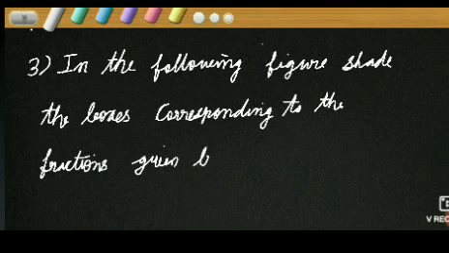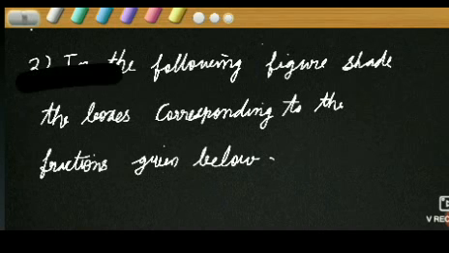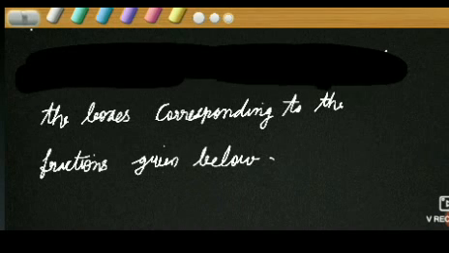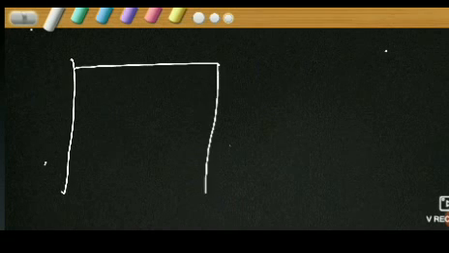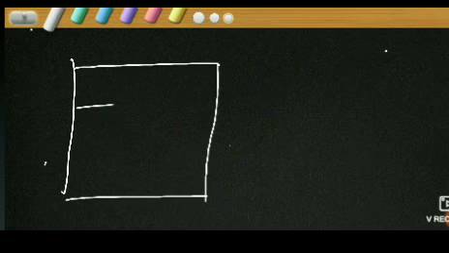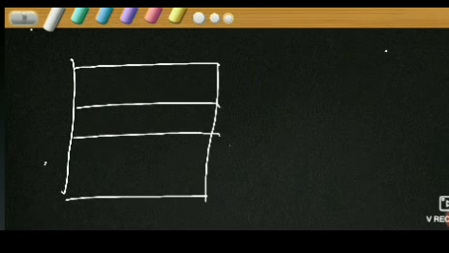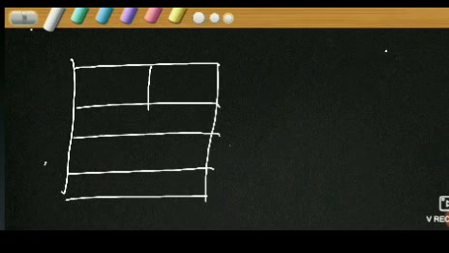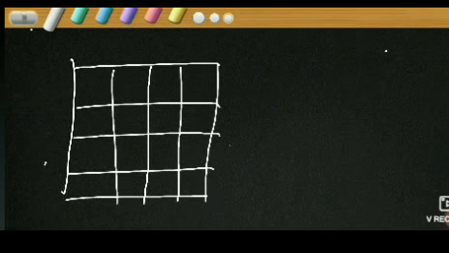So, what do we have to do here? Here, one figure will be given. In that, we have to shade the portions corresponding to the fractions given below. So, first draw the figure. The figure is a square which has been divided into 16 equal parts. This is the figure.